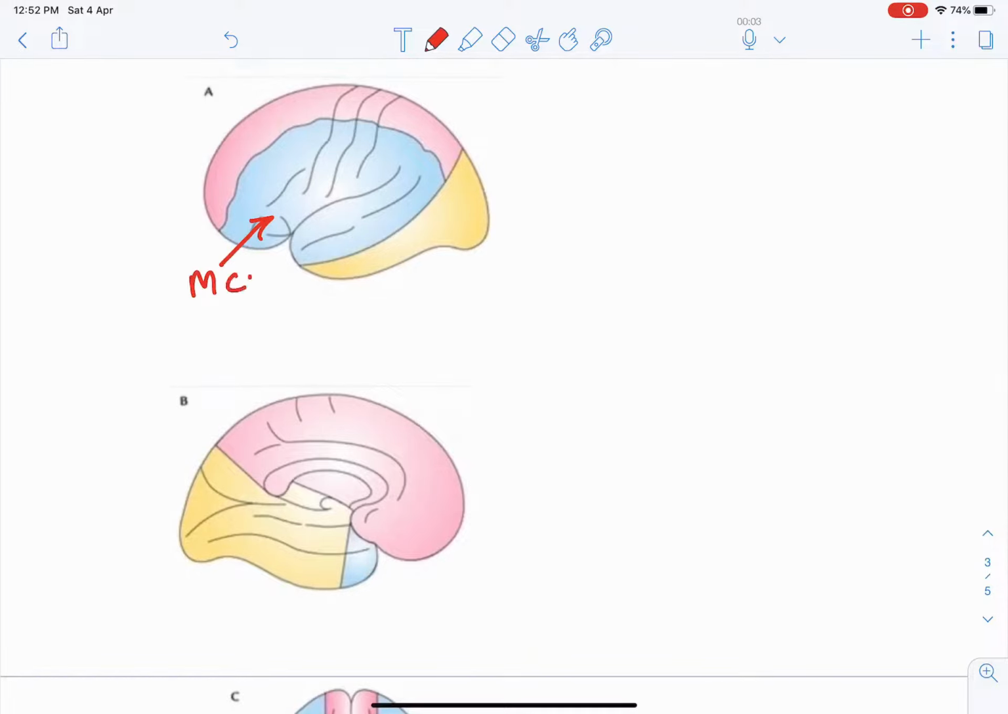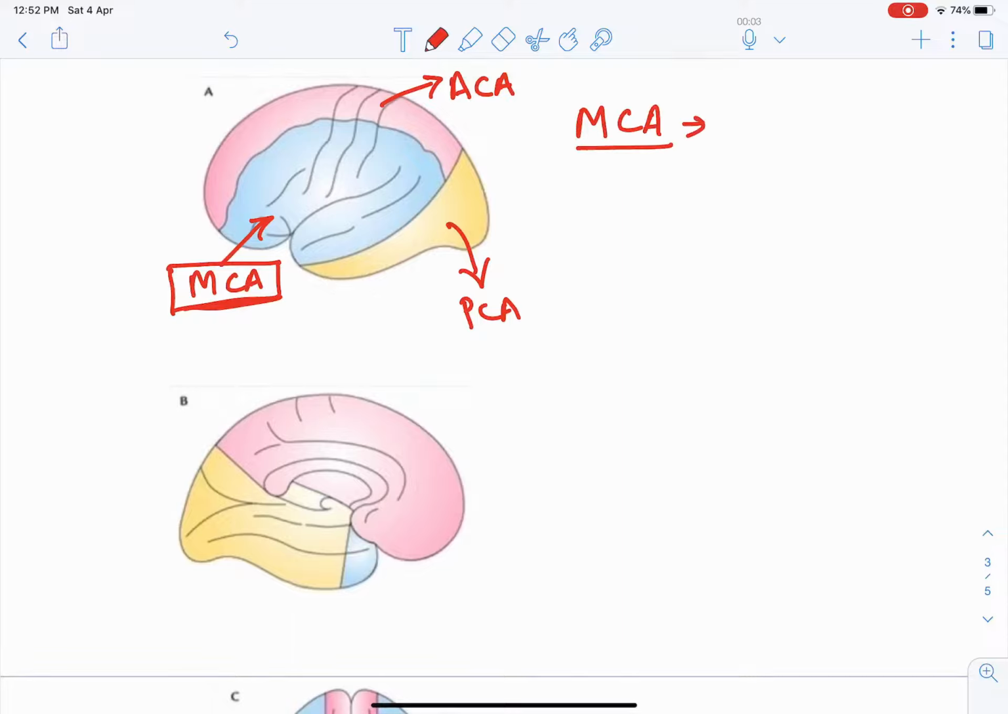So this is supplied by the middle cerebral artery, and the small strip along the supromedial aspect is supplied by the anterior cerebral artery, and this posterior part is supplied by the posterior cerebral artery. So the main artery of the supralateral surface is the middle cerebral artery. So if the middle cerebral artery is affected, what are the features that we are going to see?